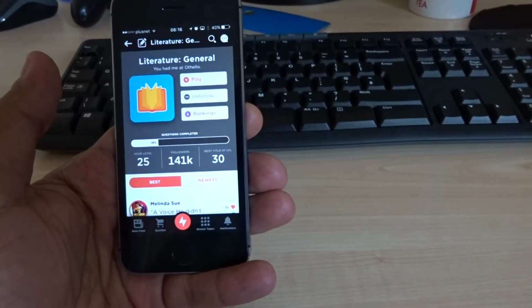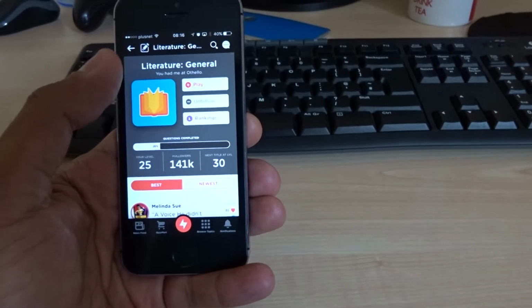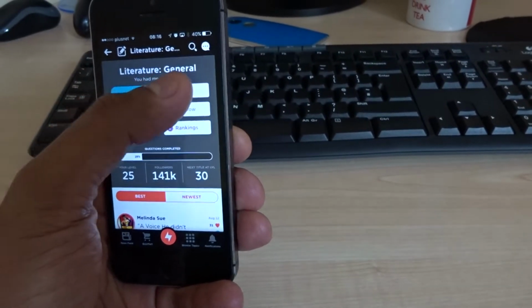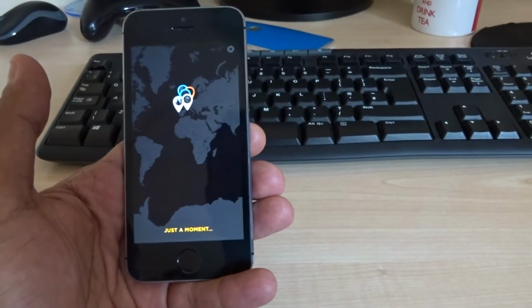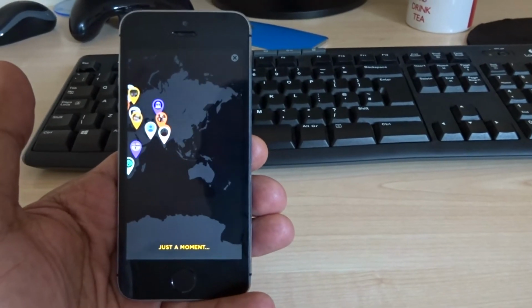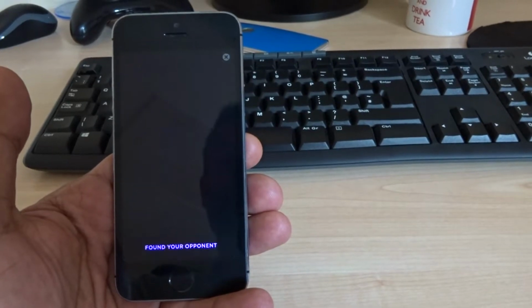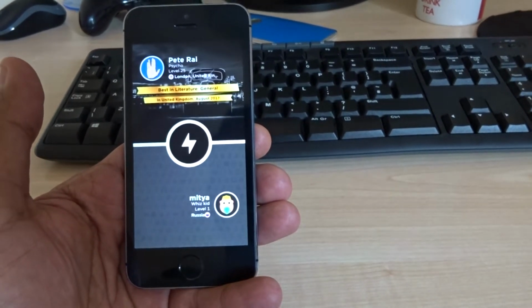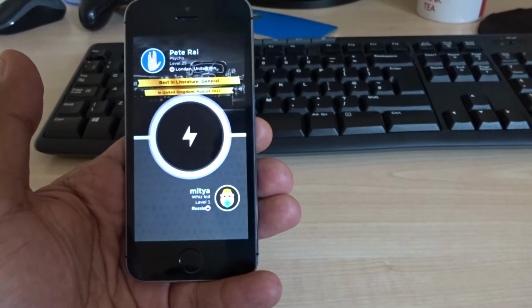And the way I do that is on the side here I have my trusty helper Samantha, who's going to help me along with some of the questions. So let's try that. Let's start a game against a random opponent. So it's looking for an opponent somewhere in the world. Give it a few seconds to find someone. Okay, so it's found somebody in Russia. So let me play literature.